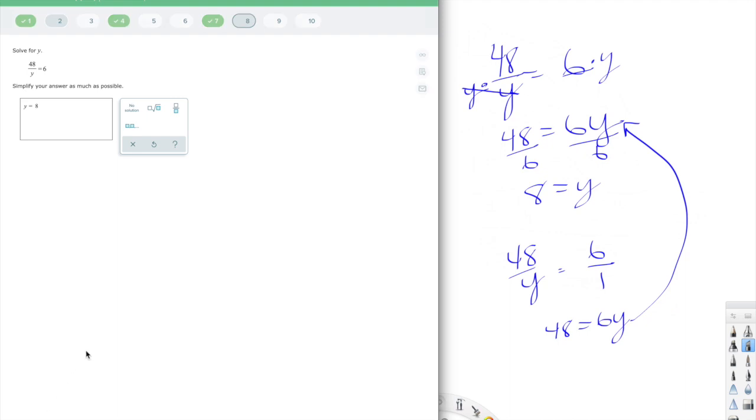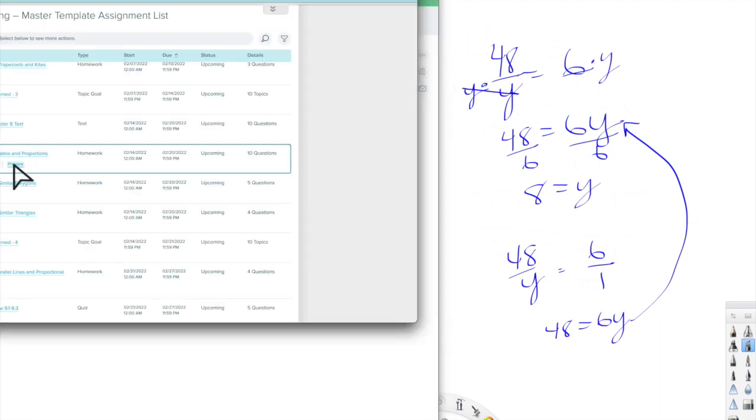Uh-oh. Did my guy freeze here? Oh. All right, I'm just going to reload the preview and we'll just go to number 9 here.